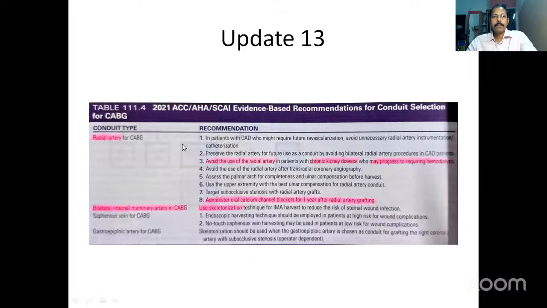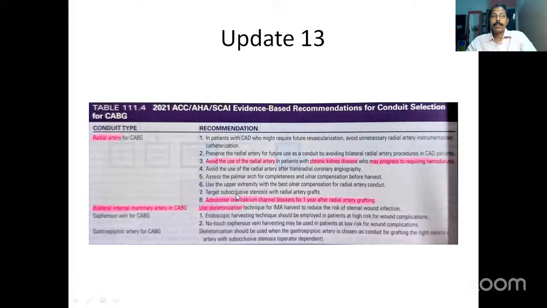And in this update, you can see the importance of the radial artery. So radial artery, in this Sabiston, it has been clearly shown when not to use the radial artery. Suppose the patient has chronic kidney disease, we should try to avoid the use of radial grafting. Why? Because the patient may need future dialysis. For that, this vessel will be very, very useful for AV fistulas. So in such conditions, we try to avoid the radial graft.